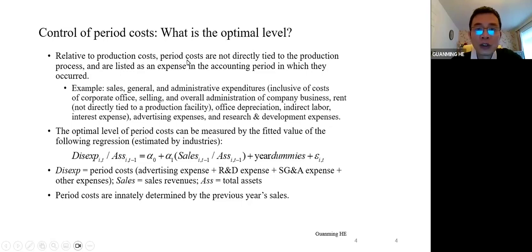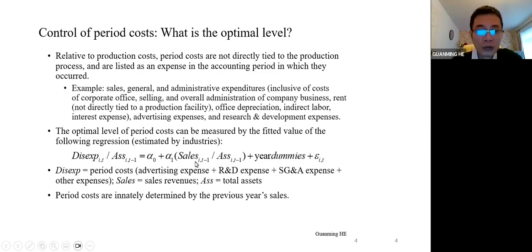Unlike production costs, the period costs are not directly tied to the production process, so they are recognized as an expense in the accounting period in which they occur. Example period costs include sales, general, and administrative expenditures, advertisement expense, and research and development expense. The optimal level of period costs could also be estimated by a regression analysis.